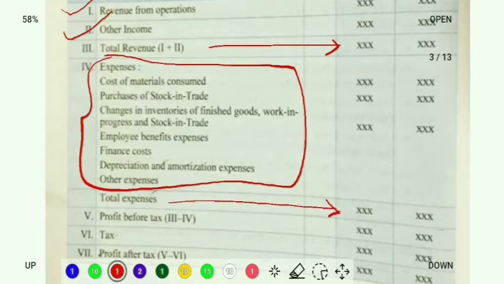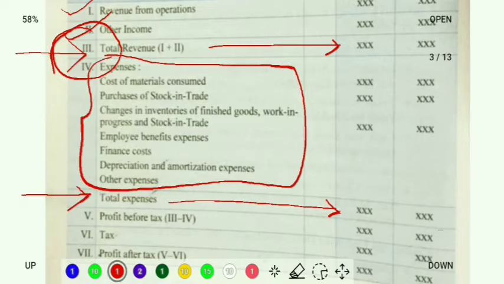So I have my total income over here in Roman 3. I have my total expenses over here in Roman 4. Now in Roman 5, what do I calculate? Roman 5 you can also say as step number 5. In step number 5, what do I calculate? I calculate my profit before tax. That is total revenue minus total expenses. You can see it's written over here 3 minus 4. What is 3? 3 is total revenue, 4 is total expenses. Clear?